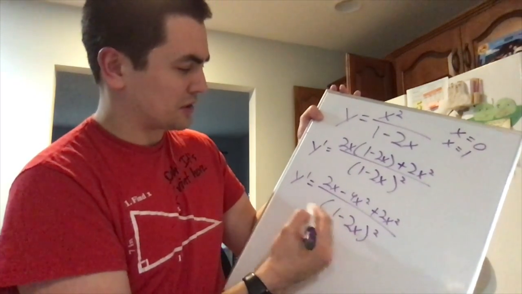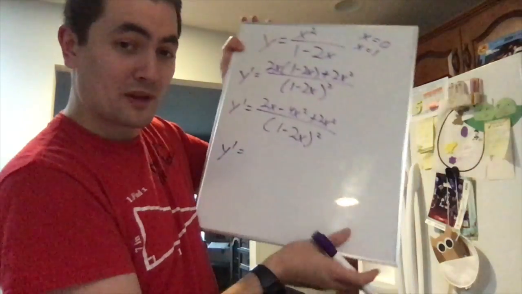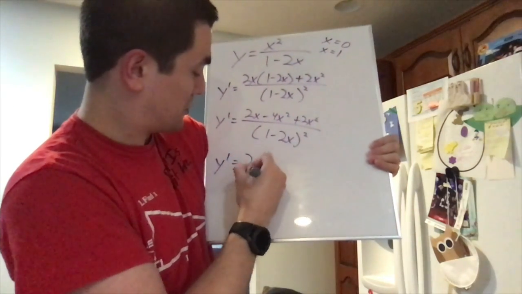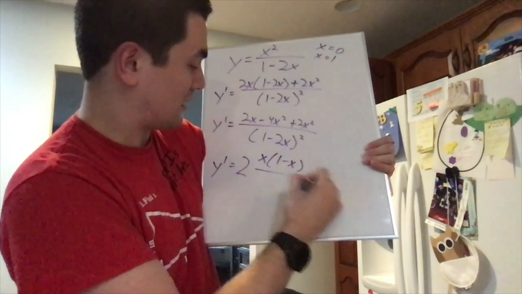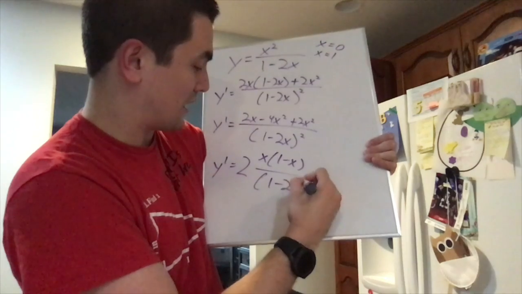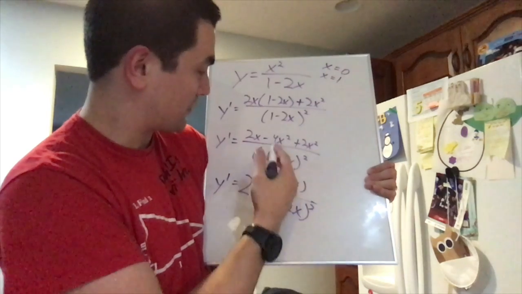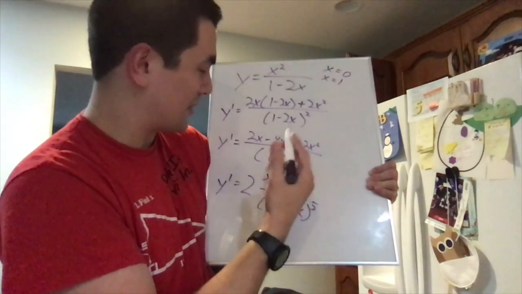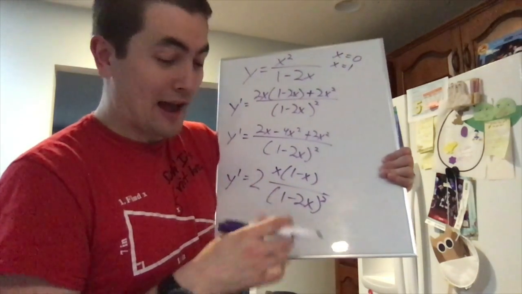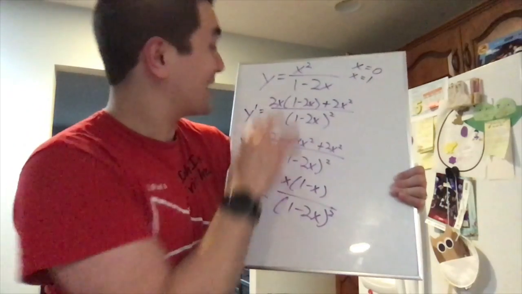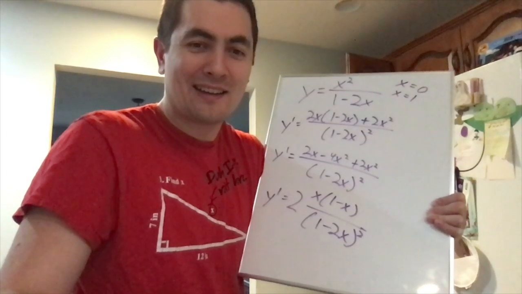Let's factor out a 2. We can combine all these x's and factor them out a little bit, and we'll have y prime is equal to 2 times x times 1 minus x, all over 1 minus 2x squared. So I factored out a 2 here, and I factored out an x after combining these two things right here. No big deal. You can verify that this is absolutely right. Now, through the power of movie magic, we're going to rewrite this up here and find y double prime.